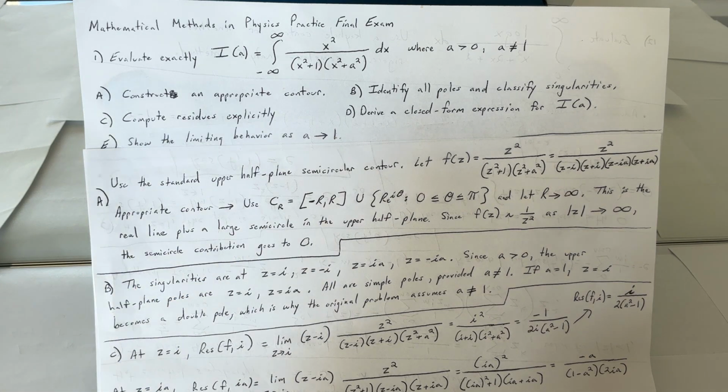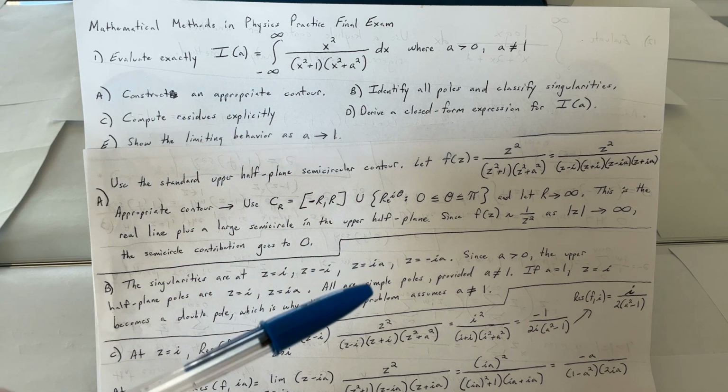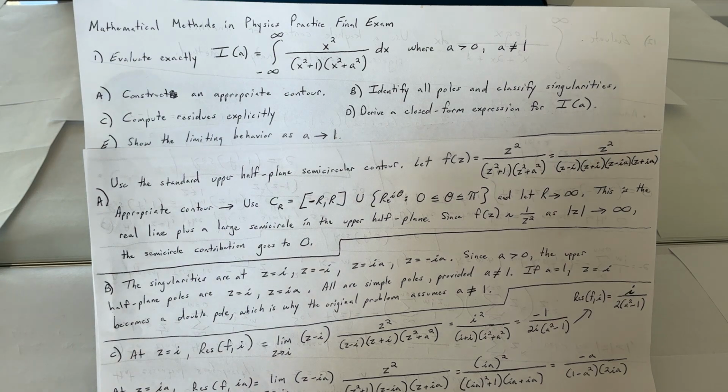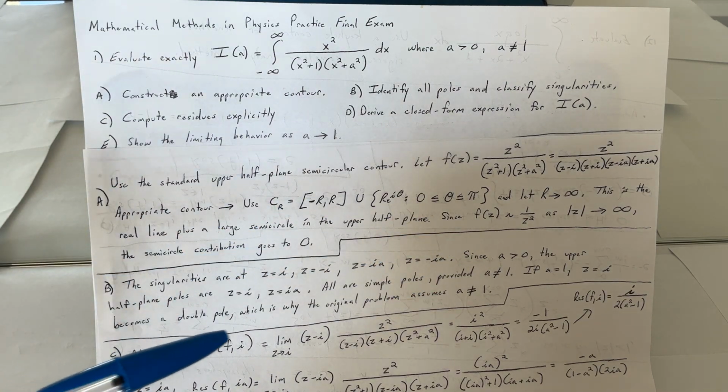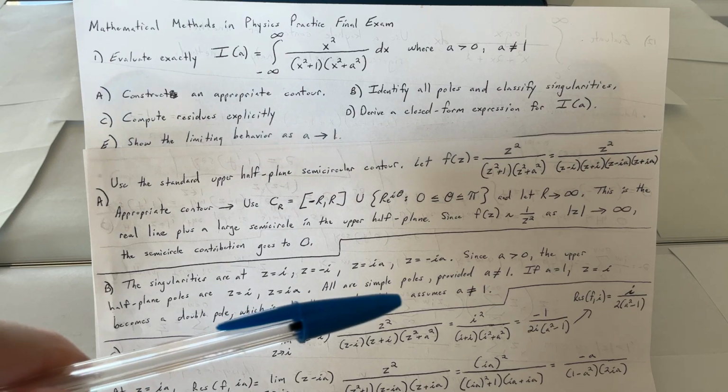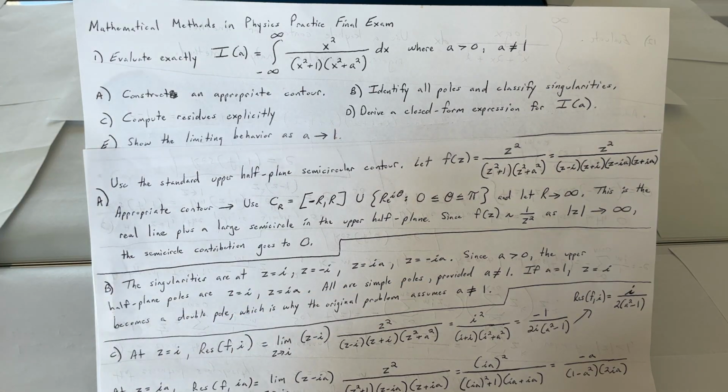Okay. For part B here, the singularities are going to be at z equals I, z equals negative I, z equals IA, z equals negative IA. And since A is greater than 0, the upper half plane poles are z equals I, z equals IA. All are simple poles, provided A does not equal 1. If A equals 1, z equals I becomes a double pole, which is why the original problem assumes A cannot equal 1.